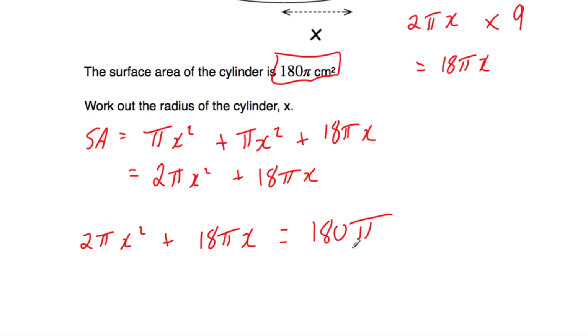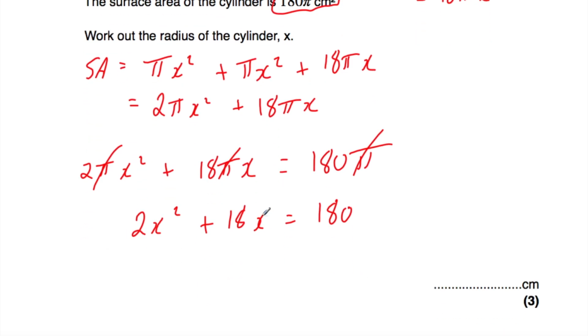Now, the first thing I notice about this equation is that we've got a pi and a pi, so we can divide everything through by pi. If we divide everything by pi, we get 2x squared plus 18x is equal to 180. Okay, great. Now, everything's divisible by 2 here, so let's halve everything. So we'd get x squared plus 9x equals 90, dividing everything by 2.